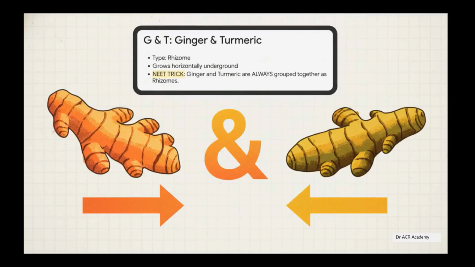Next, G for ginger and T for turmeric. These two are like best friends. You almost always see them together. They are both examples of a rhizome. A rhizome is just a stem that grows horizontally, kind of spreading out under the ground. And yeah, you can see it has nodes and internodes, just like a regular stem. The big takeaway? Ginger and turmeric? They're your go-to examples for a rhizome.